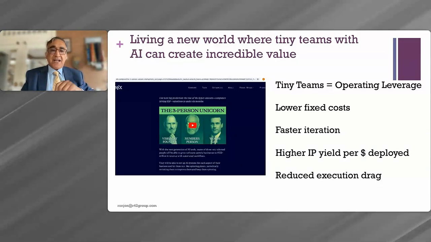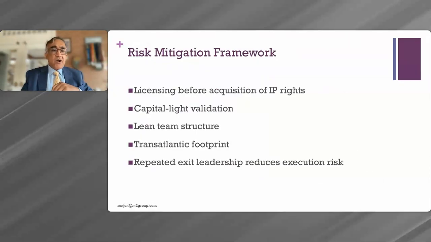And so how can we actually manage our risk? Let's comment on that. We license before we acquire. We validate before we scale. We stay lean, and we also maintain a transatlantic footprint. So here in Silicon Valley is one base, and the other base is in the UK. Common language, common alliance, and so it's not a binary bet model. It's staged exposure, portfolio risk. So we have portfolio diversification to manage our risk across the portfolio.